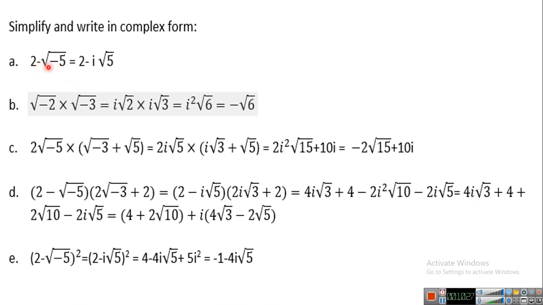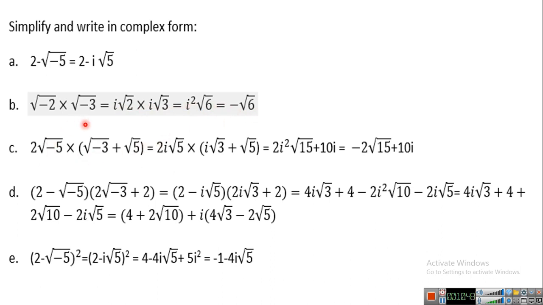So 2 minus radical minus 5, as I said, because I want to write in complex form, I cannot leave it as radical minus 5. So I introduce the i. Radical minus 2 times radical minus 3. Radical minus 2 is i radical 2. Radical minus 3 is i radical 3. So it will be i squared radical 6. But i squared is minus 1, so minus radical 6.